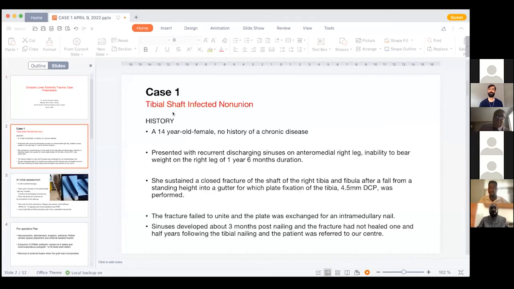This was a 14-year-old female with no history of chronic disease. We saw this patient in our clinic with complaints of recurrent discharging sinuses on the anteromedial right leg, with inability to bear weight on the right leg for the previous 1.5 years. She sustained the injury to the right tibia and fibula after a fall into a gutter from a standing height. She presented to a hospital where plate fixation of the tibia was done with a 4.5 millimeter DCP. The fracture failed to unite and the plate was exchanged for an intramedullary nail. The sinuses developed 3 months after the intramedullary nailing, but the fracture failed to heal and she was referred to our center.